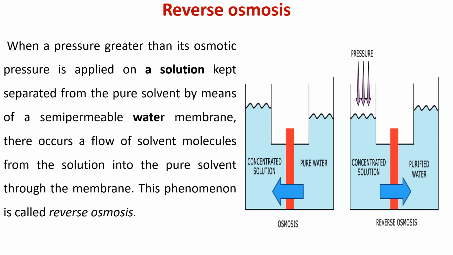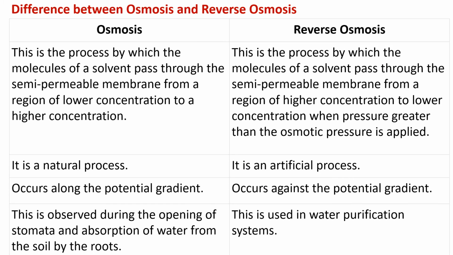In osmosis, solvent particles move from the pure solvent side to the concentrated solution. In reverse osmosis, solvent particles move from the concentrated solution to the pure solvent side. Then what are the differences between osmosis and reverse osmosis? Osmosis is the process by which the molecules of a solvent pass through the semi-permeable membrane from a region of lower concentration to a higher concentration.